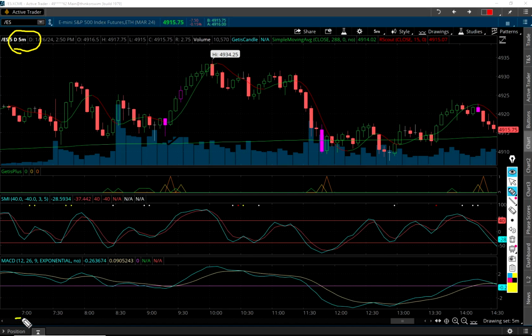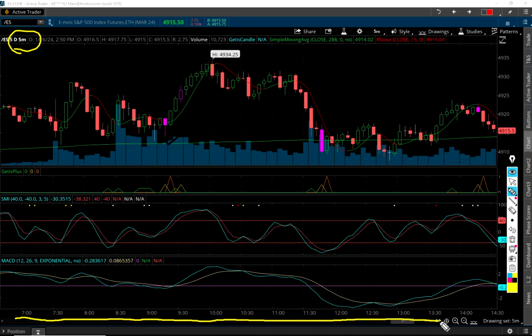If you look at the bottom here, you can see 7 o'clock this morning, 8, 9, 10, right? We're running left to right here. And right now we're at the 2:30 mark. Actually, we're closer to 3. I'm not showing it over here to the right.